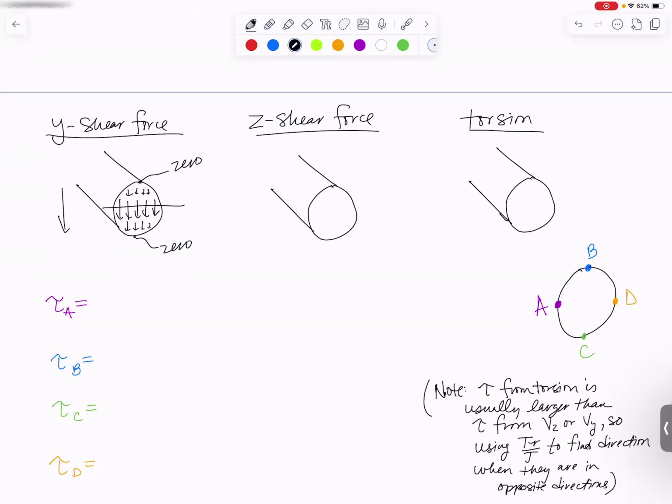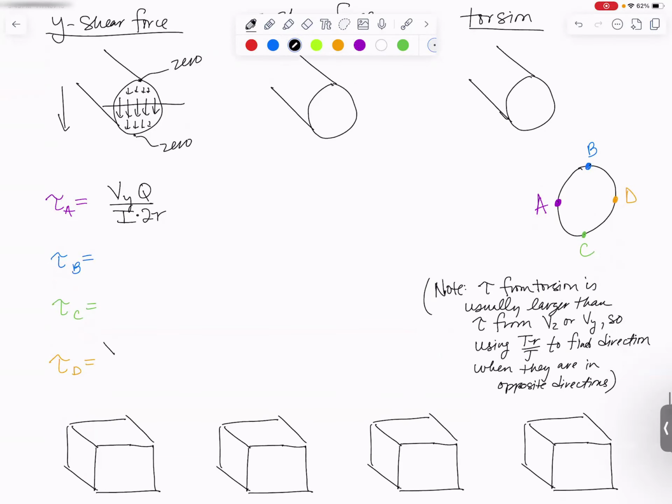So at A and D, I'm going to have my V in the Y direction times Q over I T, and the thickness at that point is going to be 2 times the radius, because that's how thick it is right there. And at D, same thing. I'm going to have Vy Q over I times 2 times the radius. As far as the sign goes, I'm just going to make a little note to myself that these act downward.